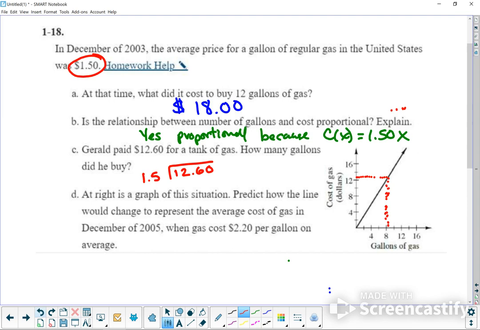Right. So $1.50 times 9. All right. If you work it out, it's going to be a little too big. Okay. That's going to give you 13.50. So one more time. You're going to do $1.50 times 8. That's going to give you $12. That's perfect. So we'll go with 8. Okay. So 8 times $1.50 gives you $12 exactly.